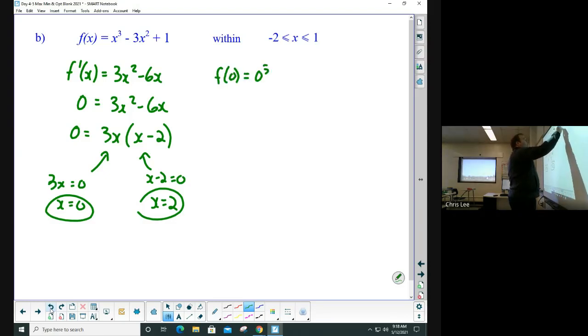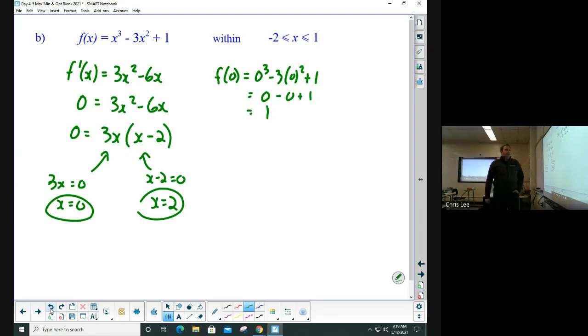0 cubed minus 3 times 0 squared plus 1. 0 minus 0 plus 1 is 1. Okay, so that's one of my values. Let's try 2. Actually, I'm having a bit of an issue with 2. Can anyone see an issue with 2?